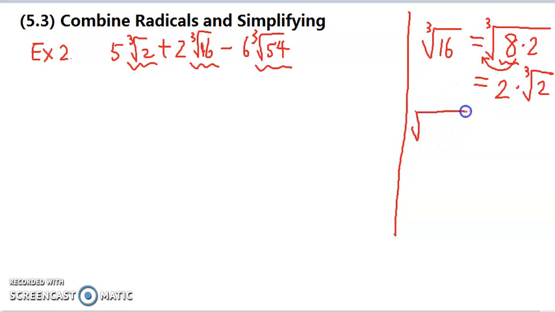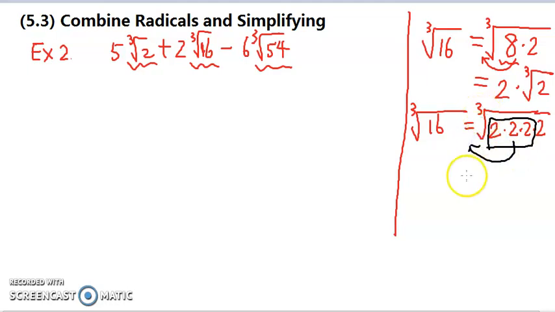The other way to do the problem is to factor 16 all the way down. 16 is 2 times 8. 8 is 2 times 2 times 2. And we're looking for 3 copies of any number since the index is 3. And we found we have 3 copies of 2. That comes out, the cube root will give us a single 2, and then the other single 2 will stay under the radical sign. So as you can see, both ways will give us the same answer.